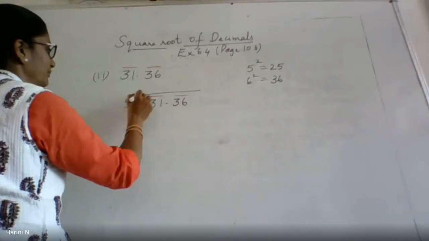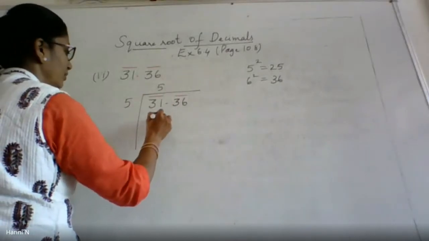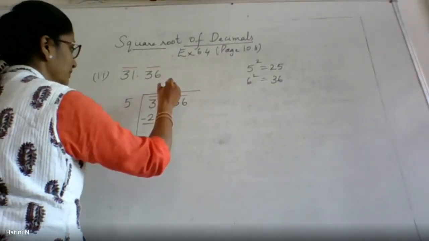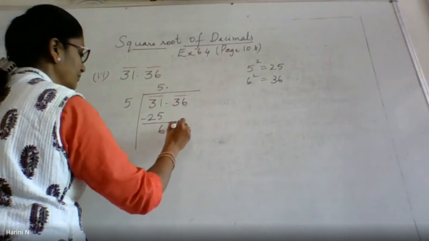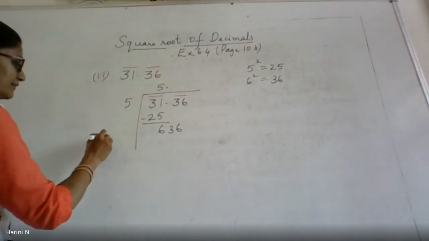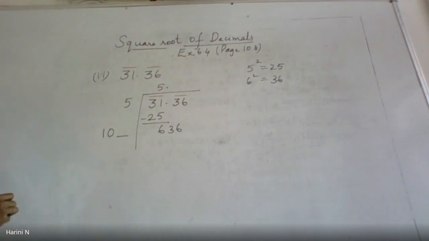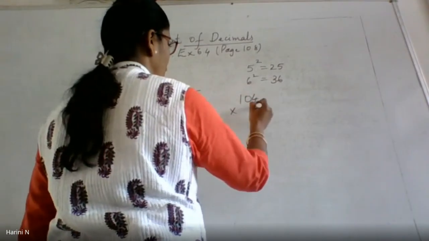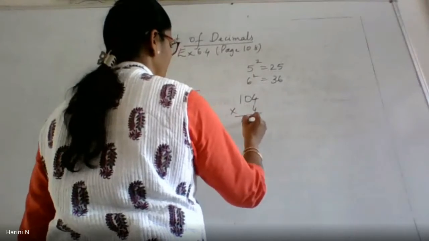So 5 square, 5 5s are 25. On subtraction, I get a 6, the decimal, and then bring down the 36. Double the divisor, it is 10, multiplied with any digit, ending with 6. So you have to check, ma'am, 4 and 6. Yes, you will check with 4. 4 fours are 16 and 4 ones are 4.